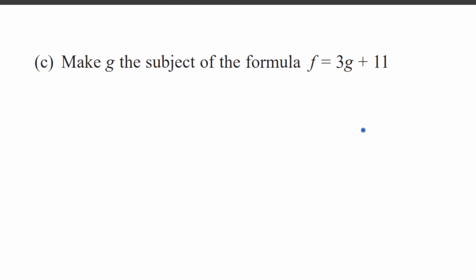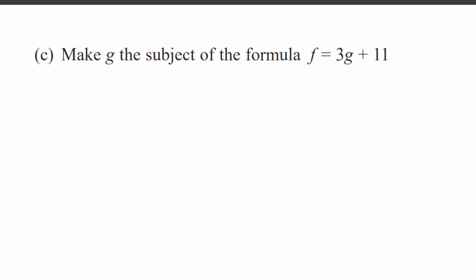The next question says make g the subject of this formula. To make g the subject, it means we need g on one side and everything else on the other side. So I'll get rid of this 11 by doing minus 11 on both sides. This will cancel. So on the left side, I'll have 5 minus 11 equal 3g.